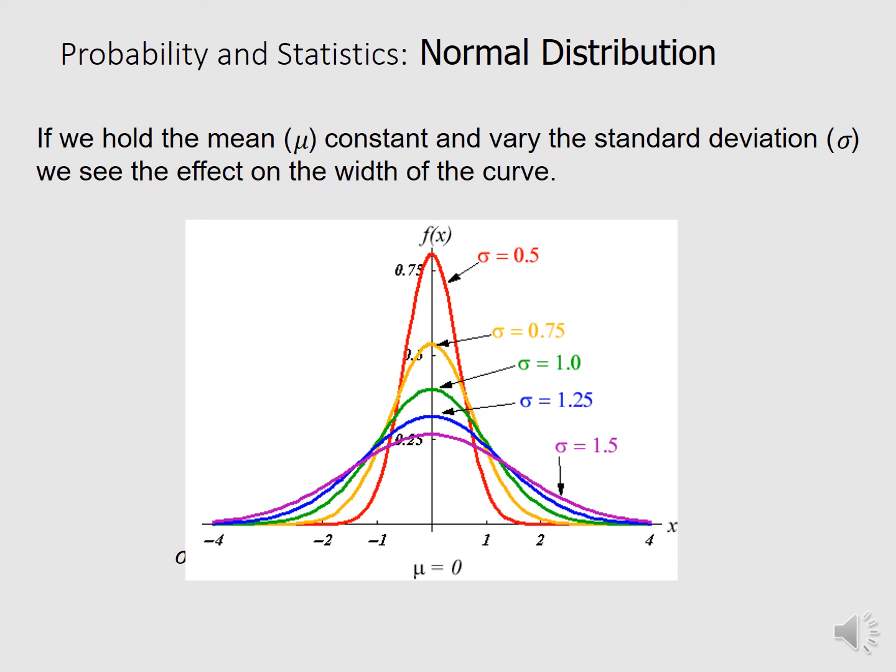This means if we hold the mean constant and vary the standard deviation, we can see the effect this has on manipulating the width of the curve. As the standard deviation increases from 0.5, which is our red line, to 1.5, which is the purple line, we can see the amount of probability located in the two tails of the curve greatly increases.